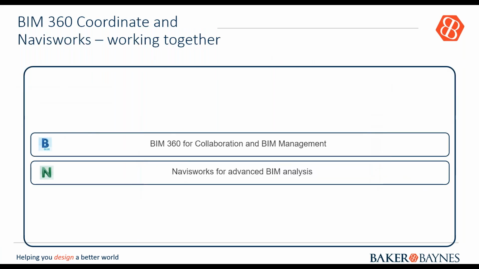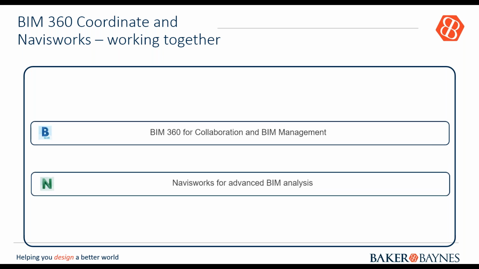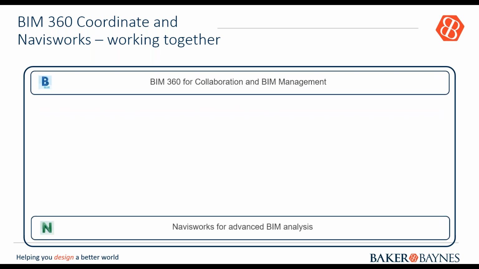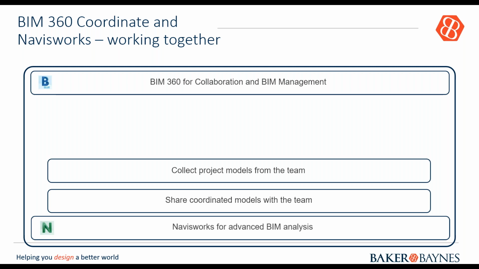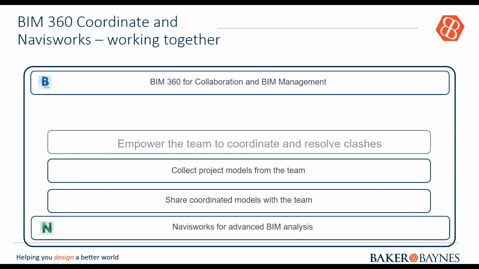So BIM 360 is for collaboration and BIM management, and Navisworks is for advanced BIM analysis. If you want to do advanced BIM analysis, Navisworks would be your choice. But in all of this, we need to make sure our models have a shared coordinate system, and that applies to the whole project team, not just the architect, not just the civil guy. We need to make sure that every single person has well-coordinated models in terms of the shared coordinate system. Then we can collect project models from each team thereafter.